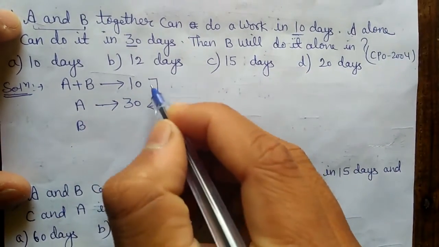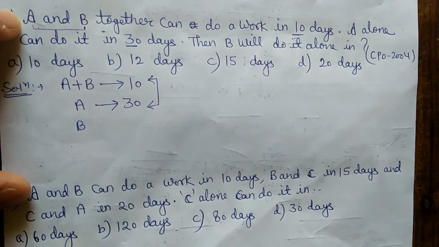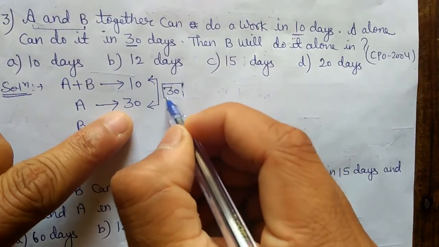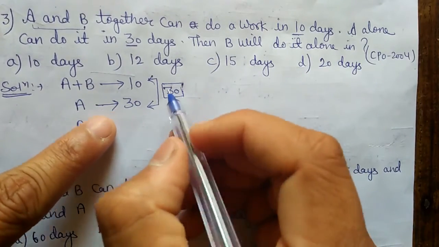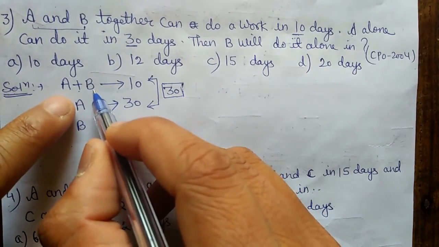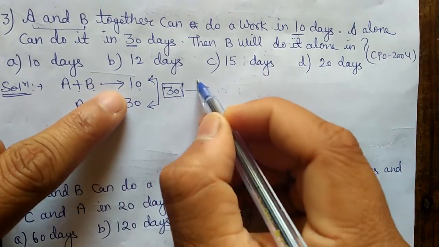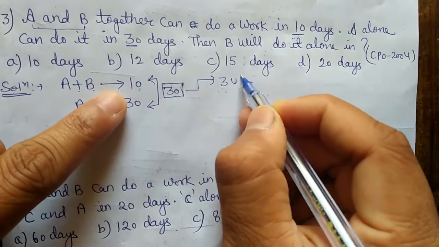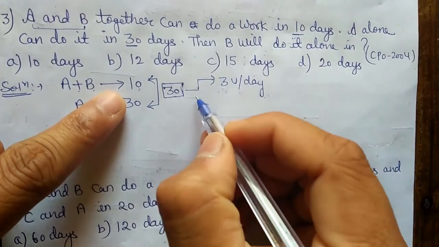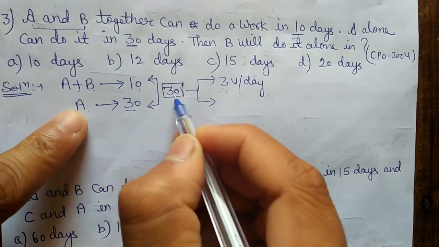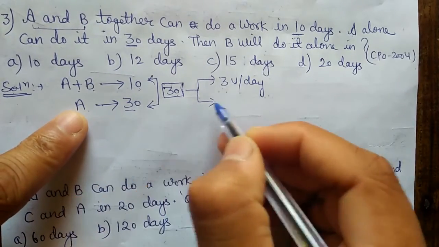Take the LCM of these two. Suppose the LCM is 30 only. That means the total unit will be 30. A and B together are completing the work in 10 days, so 30 units in 10 days. That means together they are doing 3 units per day. And for A, 30 units in 30 days means 1 unit per day.